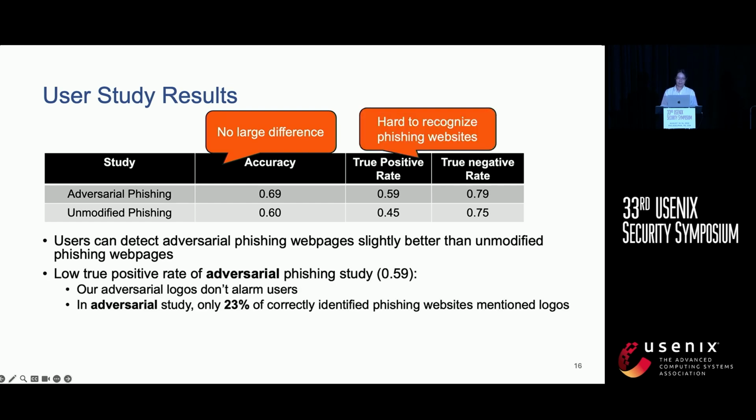If we take a look at the true positive rate, although users can detect adversarial phishing better than unmodified phishing, the true positive rate is still very low, just slightly better than random guess. This indicates that our adversarial logos don't alarm users. This is further supported by our finding that only 23% of the responses which correctly identified phishing websites mention logo as their indicator. In conclusion, we show that our adversarial logos preserve semantic consistency and can deceive users.